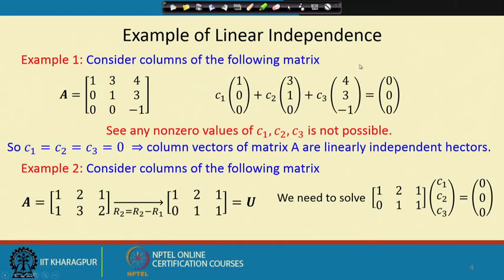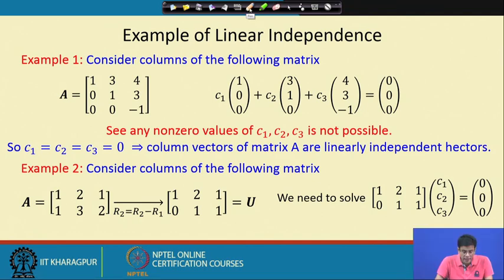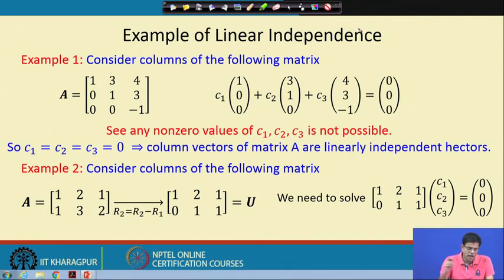Consider the columns of this matrix A. This matrix has 3 columns. The columns are (1, 0, 0), (3, 1, 0), and (4, 3, -1). As per our definition, I multiply C1 with the first vector, C2 with the second vector, and C3 with the third vector, and equate the right hand side to 0. Now I have to find out C1, C2, C3, whether any non-zero values of C1, C2, C3 are possible or not. That is our goal.